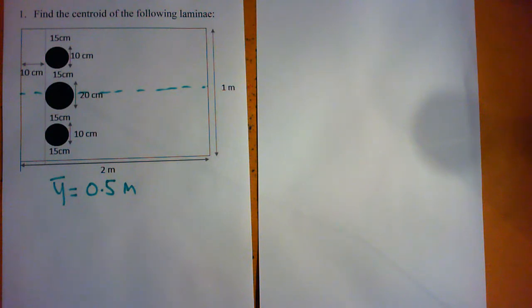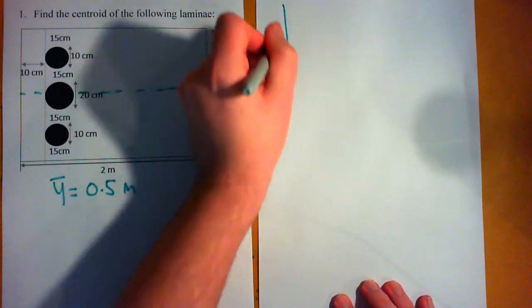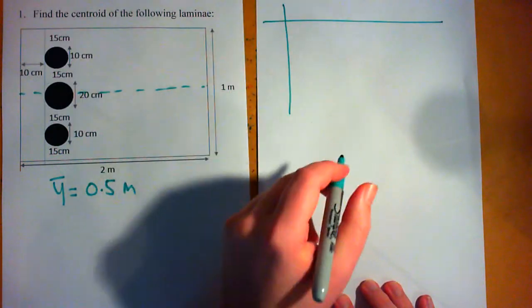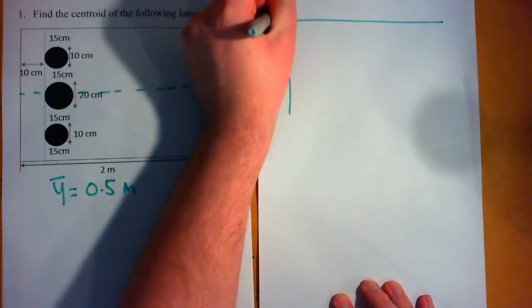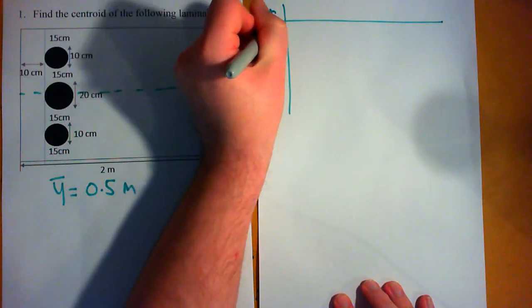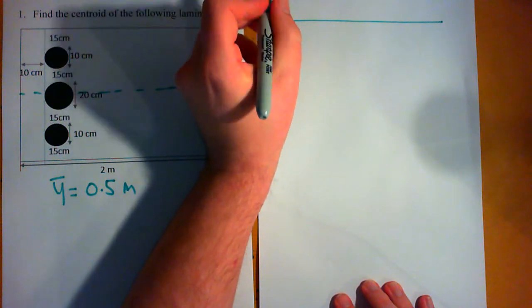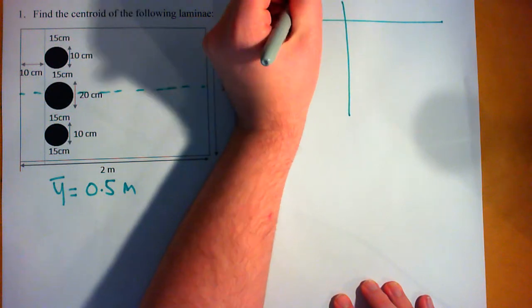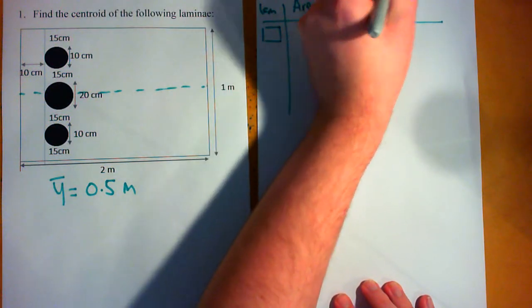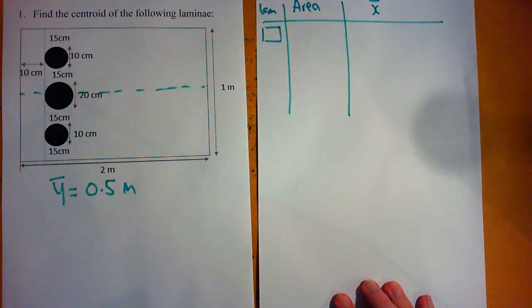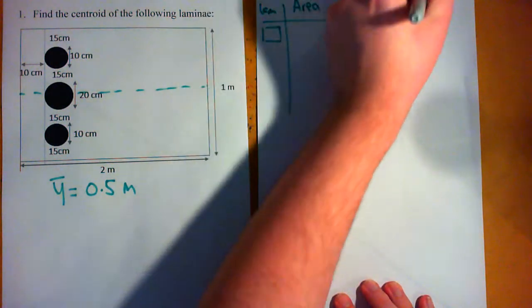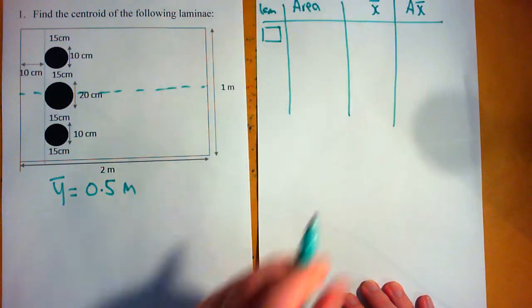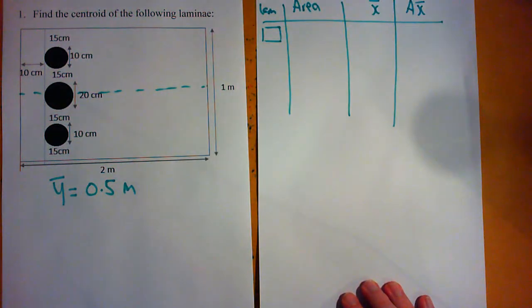So we will need to draw a table since we've already worked out what our y coordinate is. We need to work out our laminae, which is just a way of saying shape. The first one we'll deal with is the rectangle. We'll work out the area of each shape, x bar, which will be the centre of each part of the shape, its coordinates, and a times x bar, which will be obtained by just multiplying the previous two columns together.